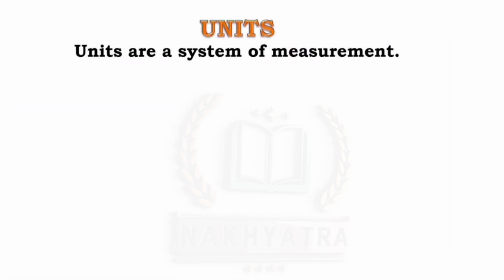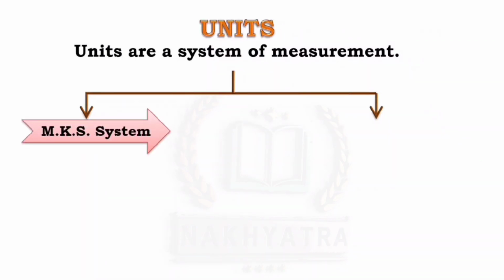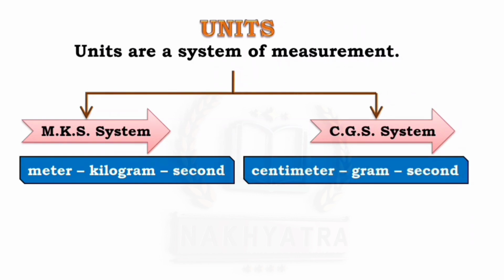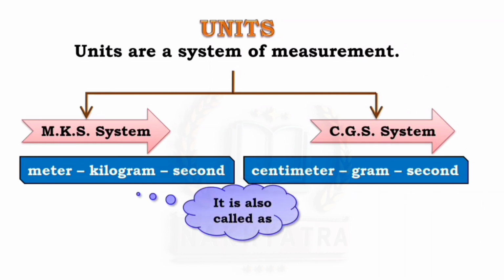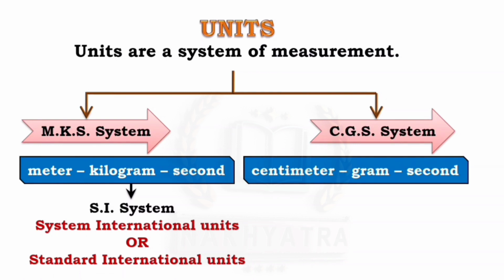Now see the units. So units are a system of measurement. So there are two types or you can say two systems of measurement. So they are the MKS system and the CGS system. So here MKS system means meter kilogram second and CGS system means centimeter gram and second. So it is called as SI system. SI means System International Units or Standard International Units.